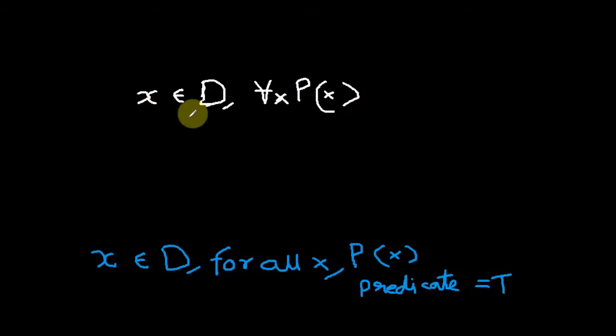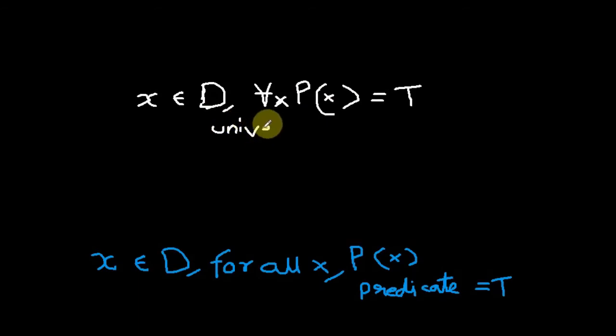I'm making a claim that whatever x you choose, if you take this x and plug it into the predicate, I'm going to get a value which is true, whatever value you put. Very interesting. This is the universal quantifier.